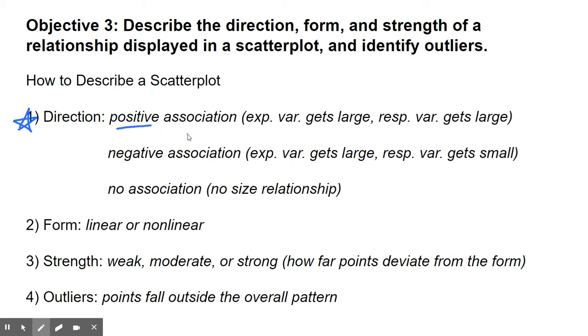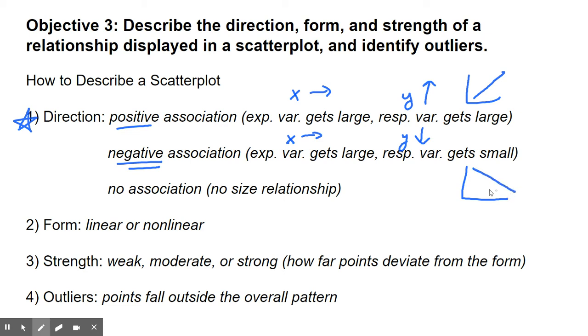If it's positive, that means that as your x goes to the right, your y is getting bigger. So it's going to look like this. That's positive. If it's negative, that means as your x is getting bigger, your y is actually going down. So that graph will look like this. So as x gets bigger, your y goes down, and that has a negative slope. And then if your dots are just all over the place, that's a no association. There's no relationship.